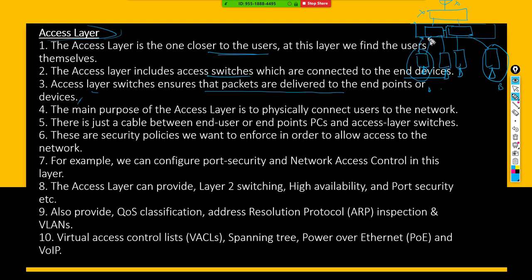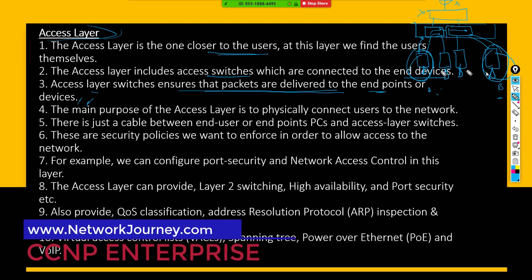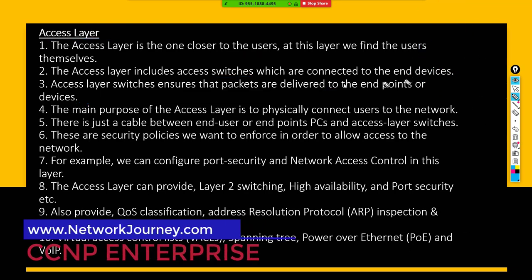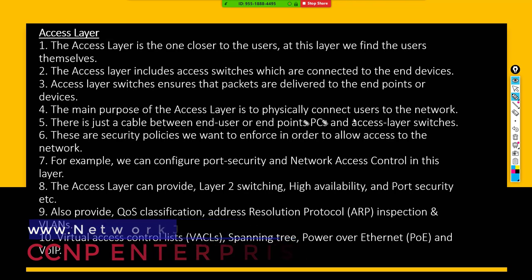So basically you will send some file here, the switch will broadcast, and then it will make sure it reaches the end devices. Okay, so that is what is mentioned. It ensures that packets are delivered to the endpoint or devices. Okay, communication between two hosts will be all the responsibility of your access layer.